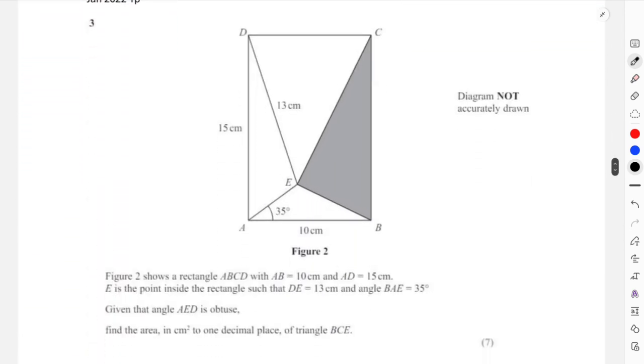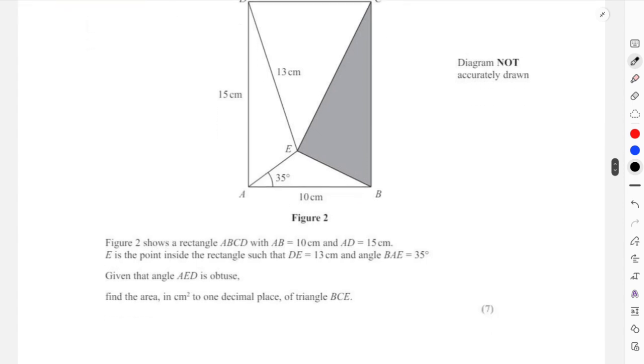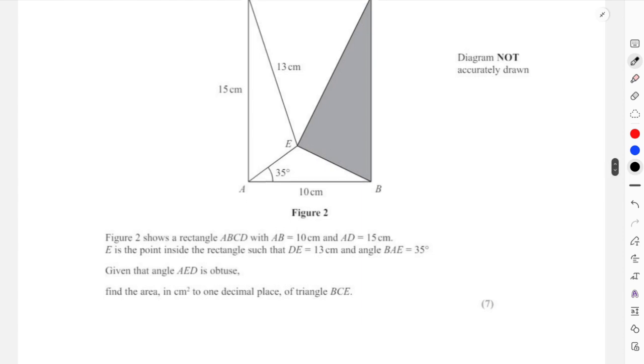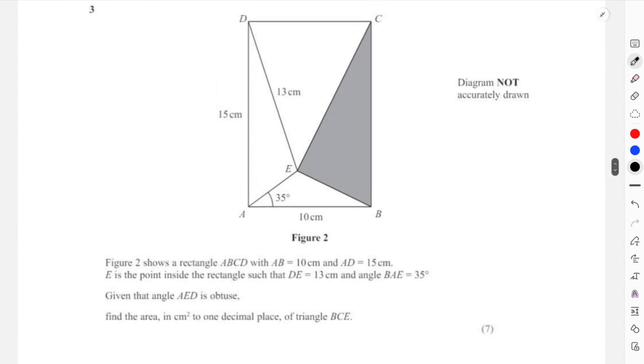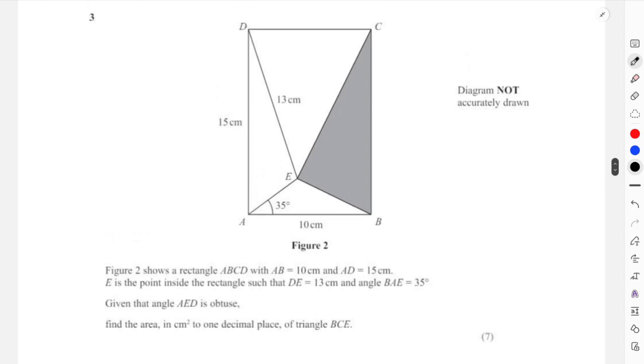After this they have a second mensuration from a similar paper. It says figure 2 shows a rectangle ABCD where AB is 10 and AD is 15. E is a point inside the rectangle such that DE is 13 and the angle BAE is 35 degrees, given that angle AED is obtuse, that means greater than 90 degrees. Find the area of the shaded region BCE to one decimal place.